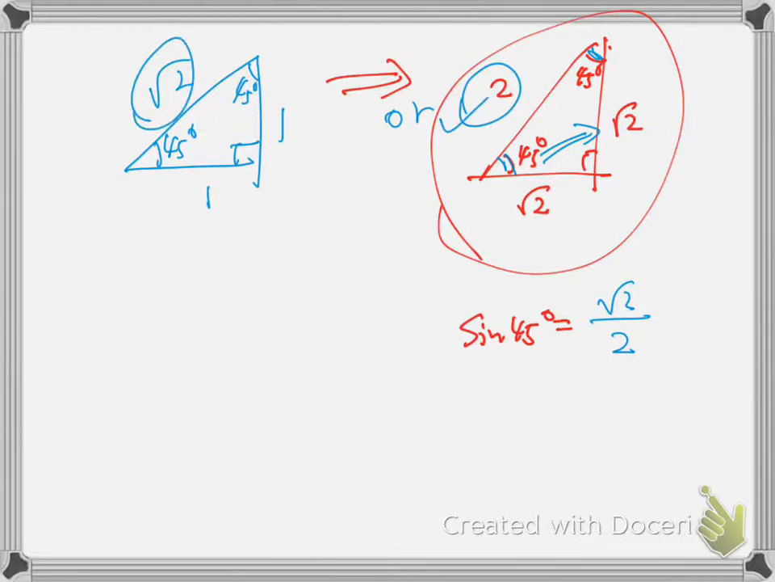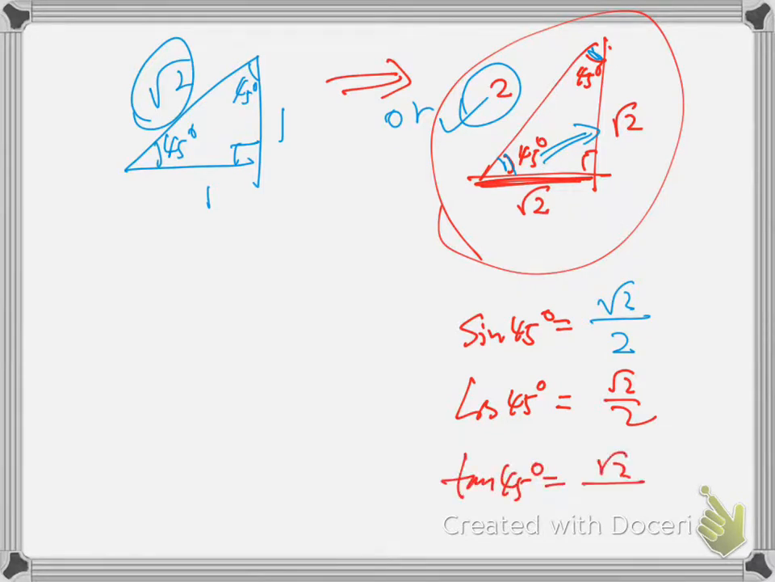Okay, that is better. You don't need to rationalize the denominator. And cosine 45 is the same, radical 2 over 2, because the bottom side is also radical 2. And tangent 45 is opposite over adjacent, they're the same number, so it's 1. You flip them, you get the other 3.